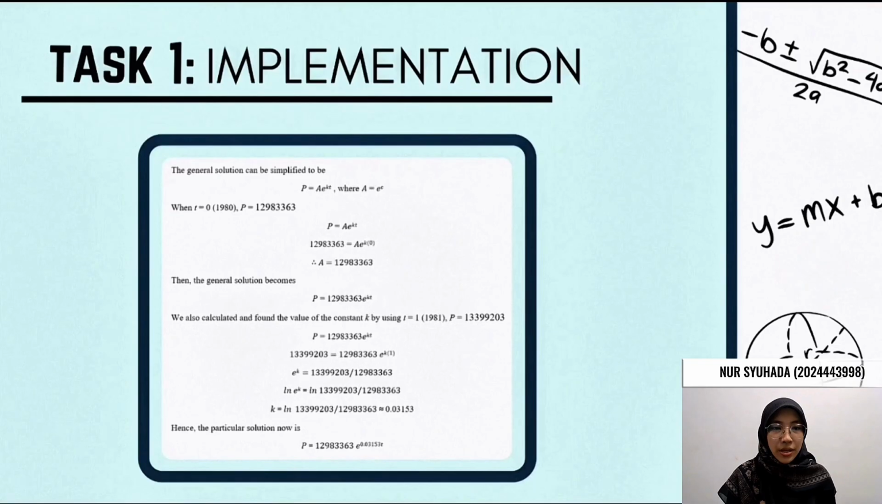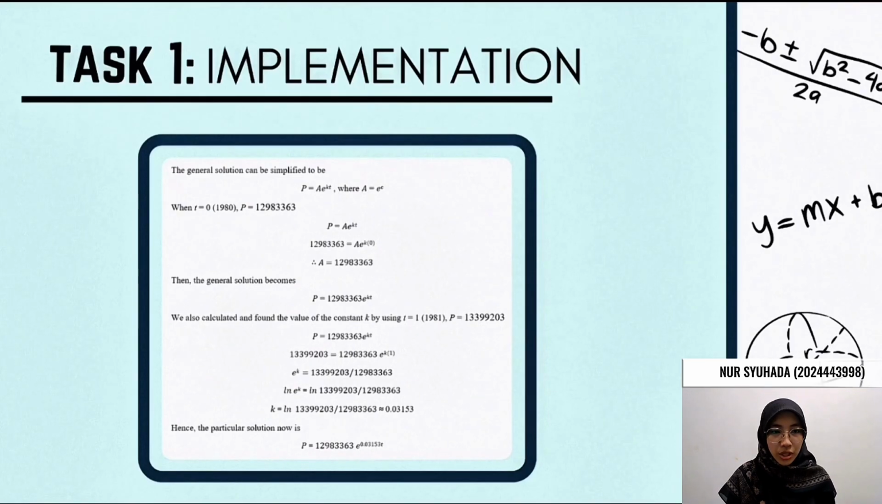P equals A times e raised to the power of kt, where A equals e raised to the power of C. Using the initial condition in the year 1980, where the population was 12,983,363, we found the value of A to be the same as this population. Next, using the data from the year 1981, where the population was 13,399,203, we calculated the constant k, which is 0.03153.